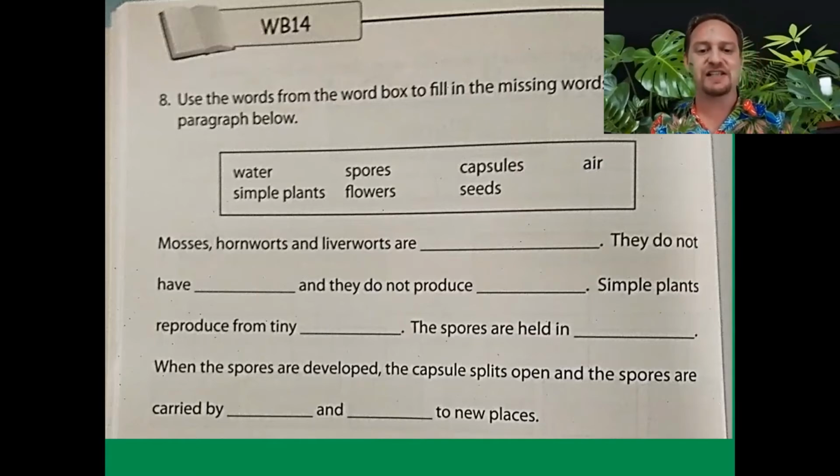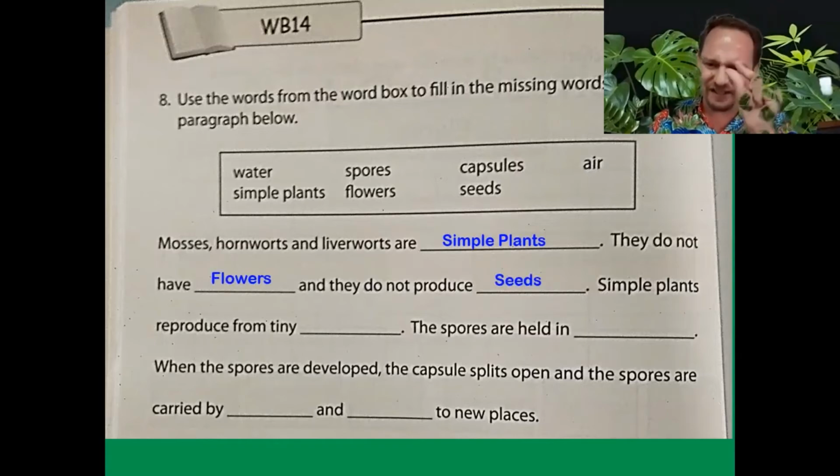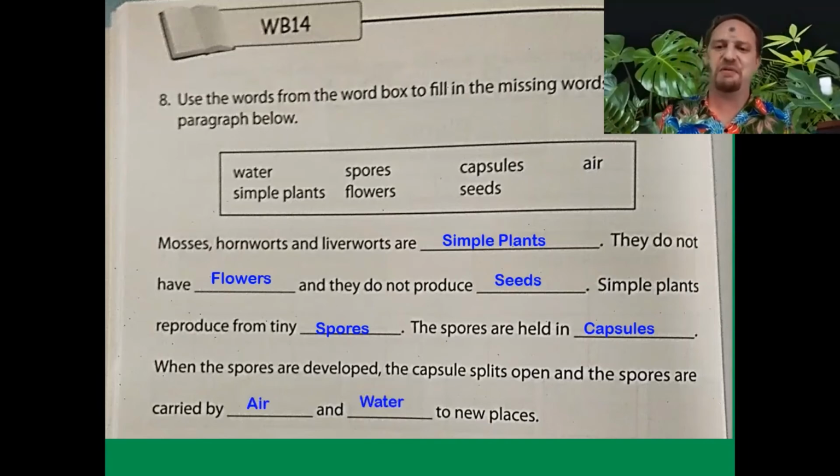And it says, mosses, hornworts, and liverworts are simple plants. They do not have flowers and they do not produce seeds. Simple plants reproduce from tiny, tiny, tiny spores. The spores are held in capsules. When the spores are developed, the capsule splits open and the spores are carried by air and water. By air, we probably need a little bit of wind thrown in there, okay? Excellent, let's go on then.